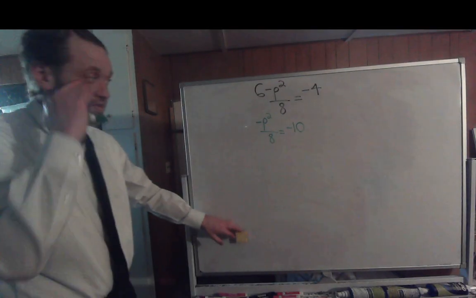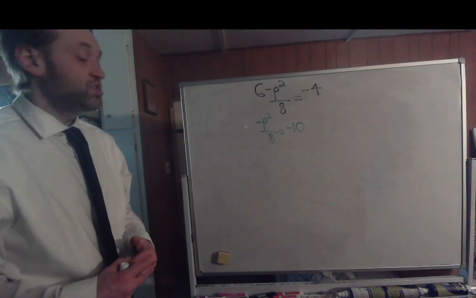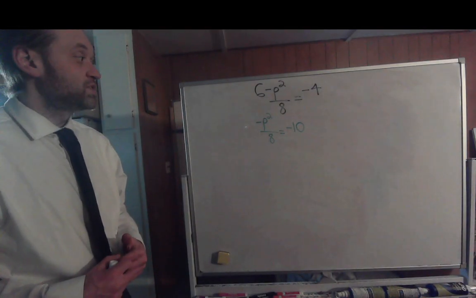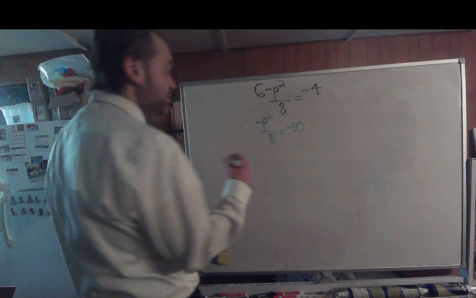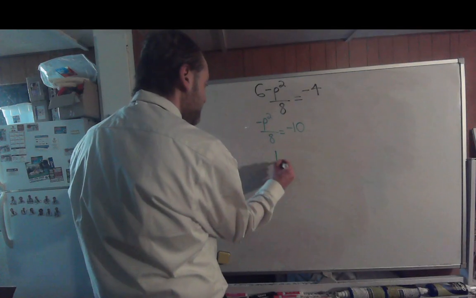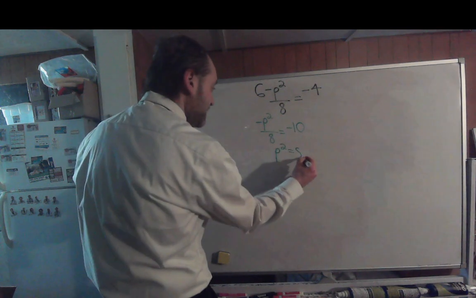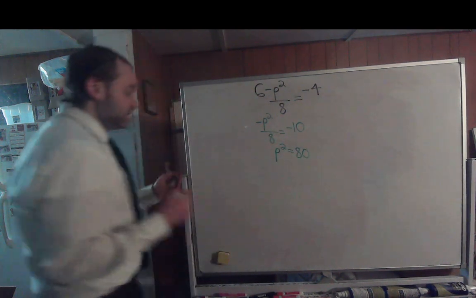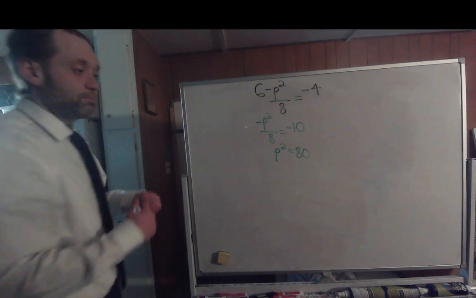Now we have negative p squared over 8 equals negative 10. I'm going to suggest we just get the p squared by itself. So you're going to have to multiply both sides by negative 8. If you multiply the left side by negative 8, you would just get p squared is equal to positive 80. So p squared is equal to 80. Now we can go ahead and solve for p.